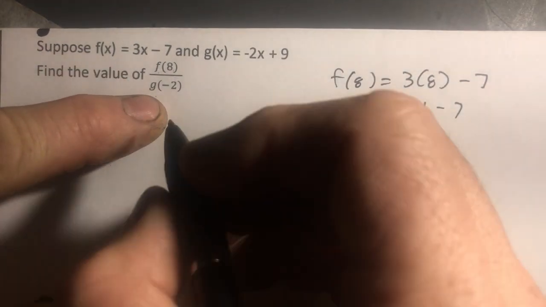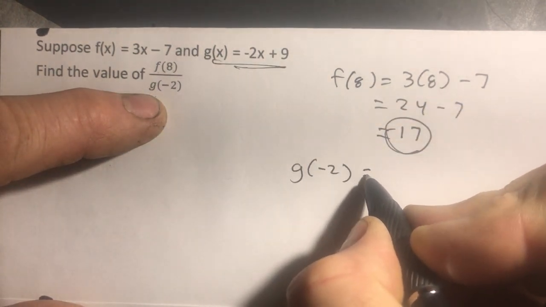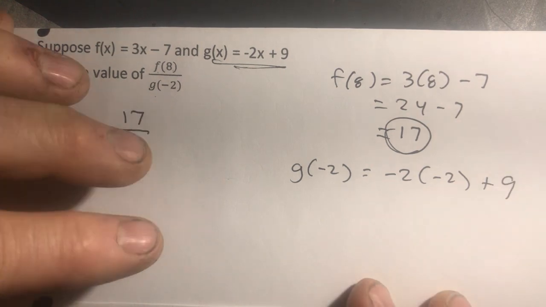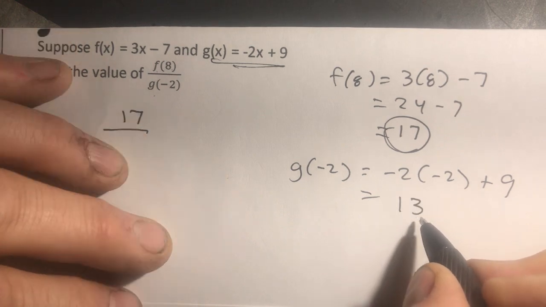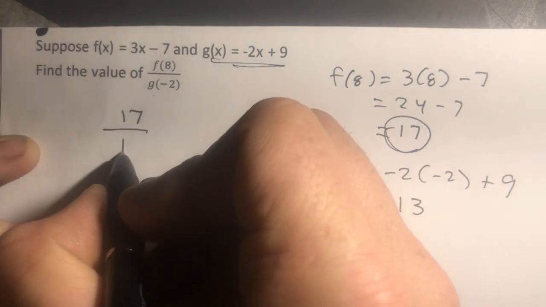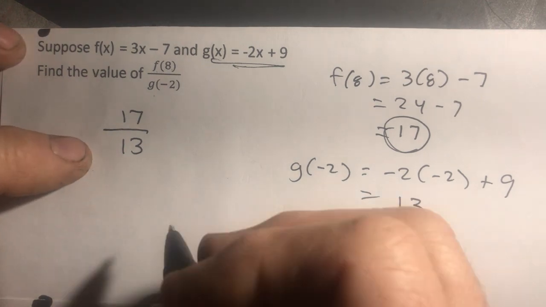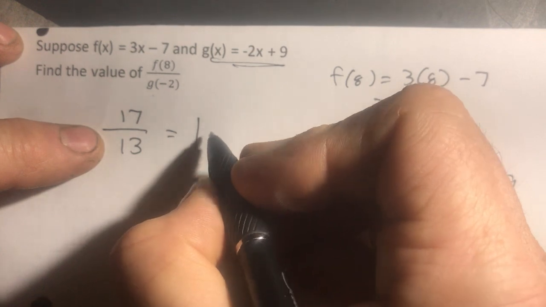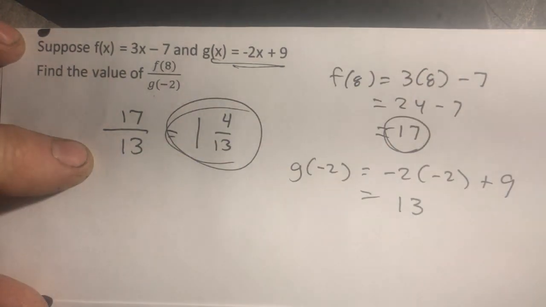Now I've got to do g of negative 2. Here's my g function. So g of negative 2 is going to be negative 2 times negative 2 plus 9. Just punch this in your calculator. It's going to be 13. So it's 17 over 13. 13 goes into 17 one time with 4 left over, so it'd be this as a mixed number.